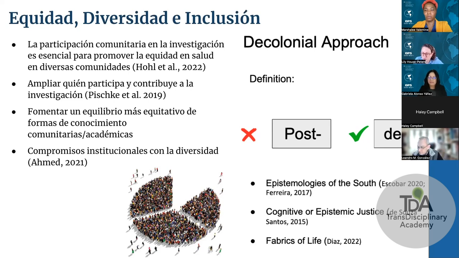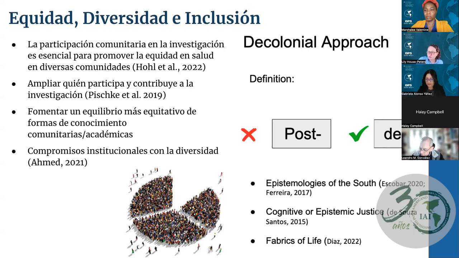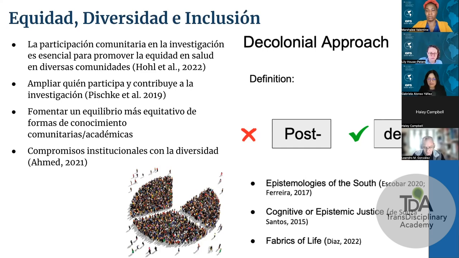So we thought it was important to mention that the basis for this equity, diversity, and inclusion has to do with the colonial, decolonial approach, something that in the South we have been discussing for years. And so we make a distinction between post-colonialism and decolonial. So the way that we look at our knowledge and our work as researchers. The references that we have already mentioned from the beginning behind our work, epistemologies of the South, cognitive or epistemic justice. This means that all knowledge in the world is valid and is useful to face global challenges. And in connection with this principle of the fabrics of life as well.